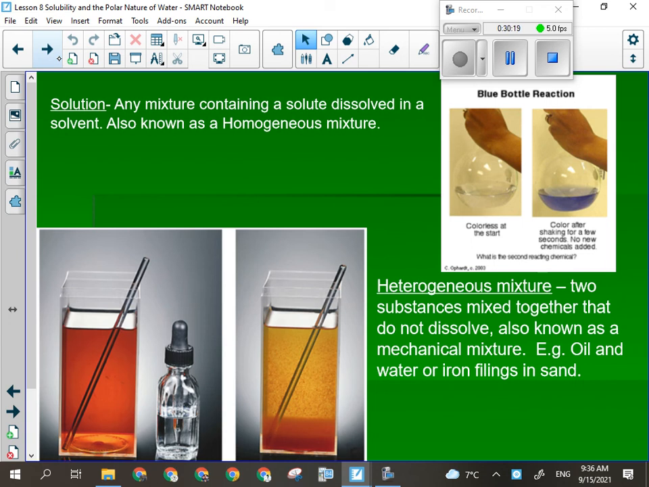All right, so terminology here. A solution is any mixture that contains a solute completely dissolved in a solvent. It is also known as a homogeneous mixture, because the prefix homo means one, or the same. So if you have a homogeneous mixture, then you have one visible part.